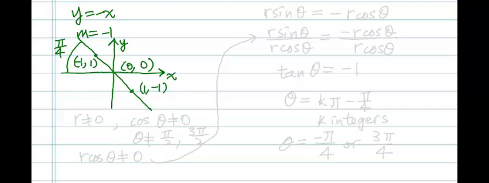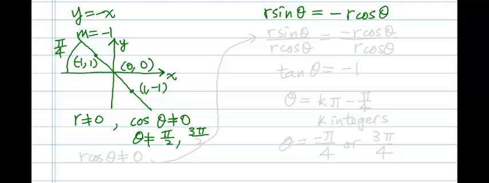We get r sine of theta equals negative r cosine of theta. We notice that r cannot equal 0 because we have a whole straight line instead of just the point at the origin. And cosine of theta cannot equal 0 because there are no points when theta equals pi over 2 or 3 pi over 2 other than the origin. That means r cosine of theta cannot equal 0.